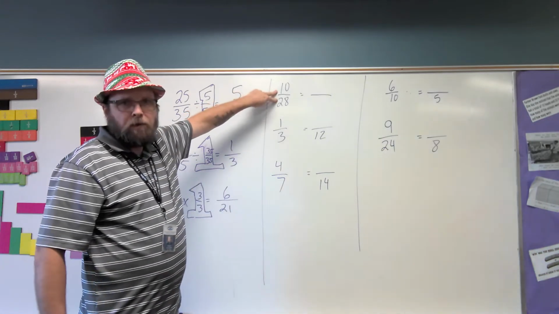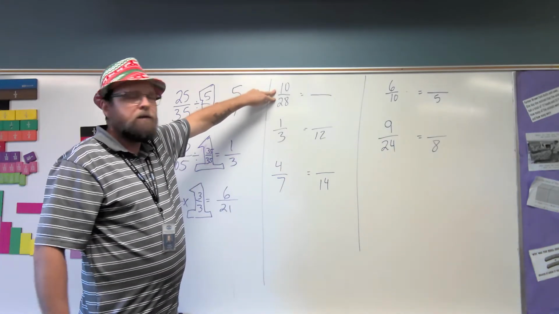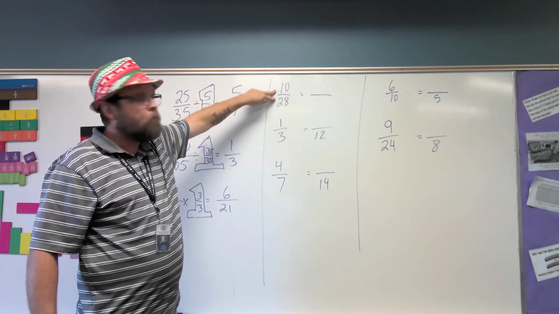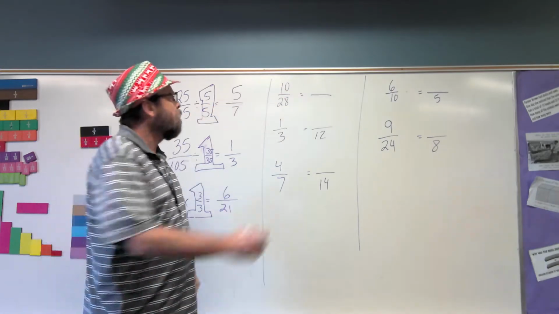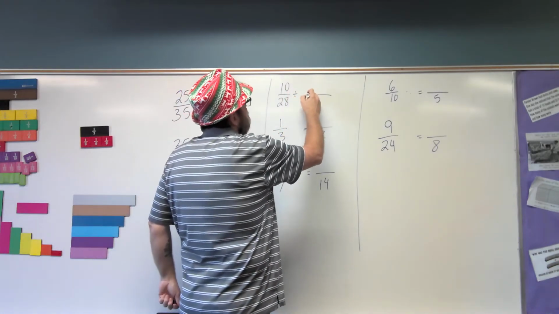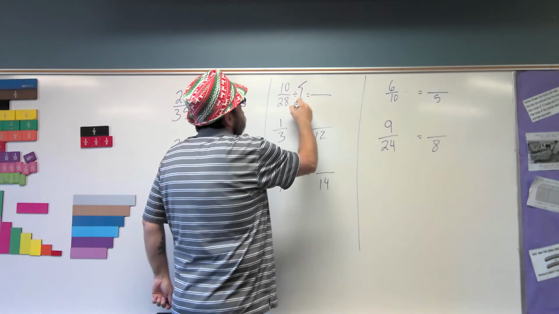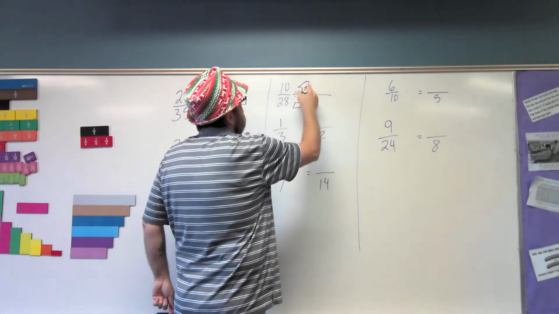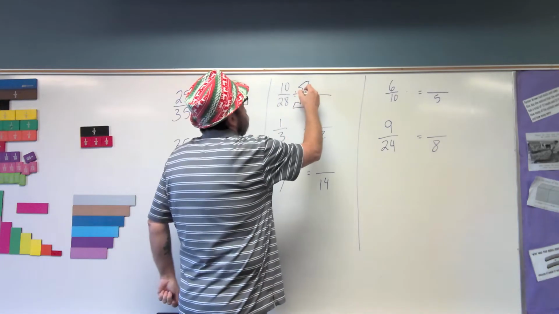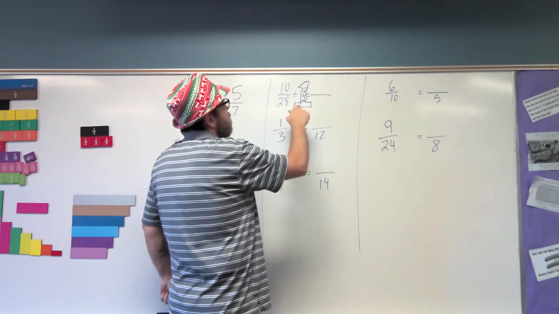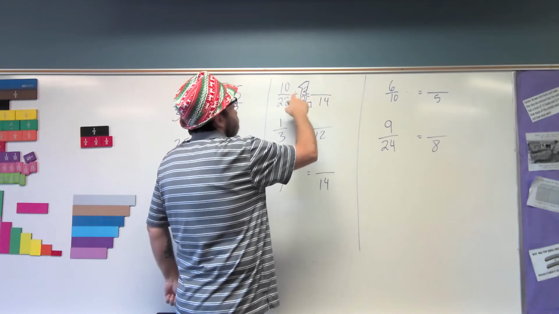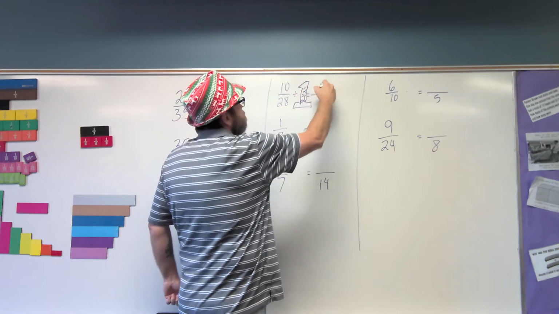Now we have 10/28, and I believe the slide here said find something that divides evenly into both and then divide it by that. We already know, using our divisibility rules, what will divide into both 28 and 10. They're both even numbers, so they can both be divisible by 2. 28 divided by 2 is, good, 14. 10 divided by 2 is 5.